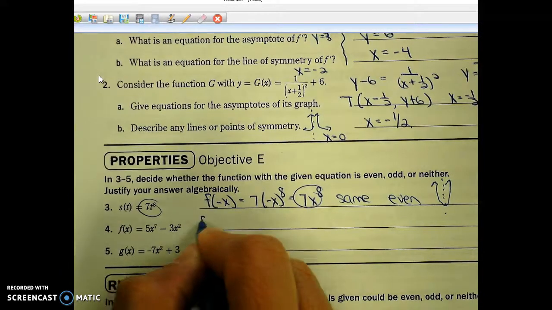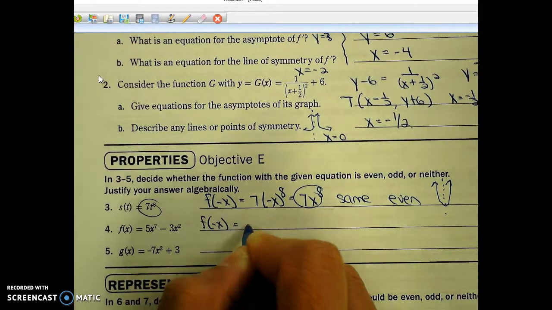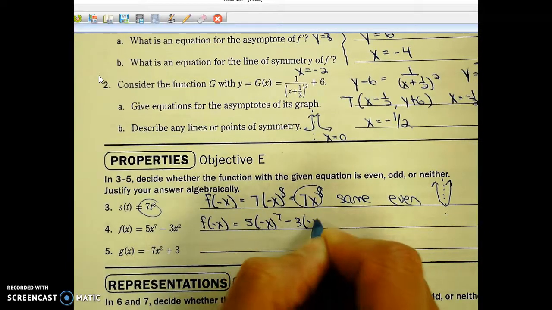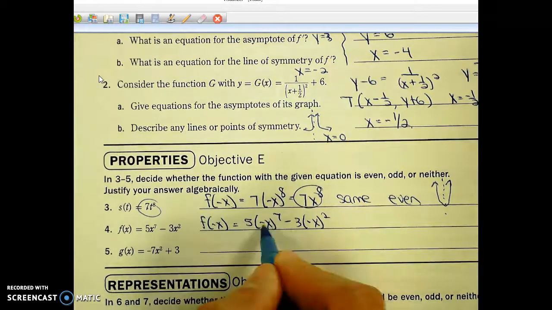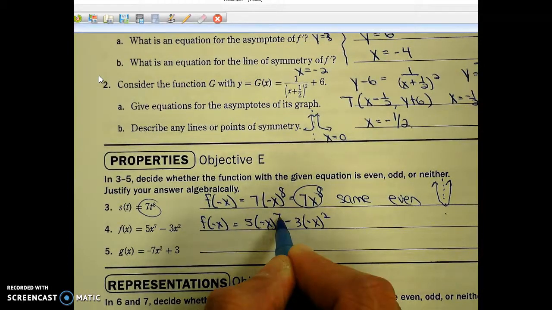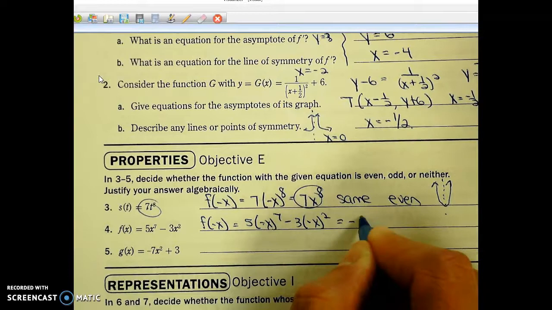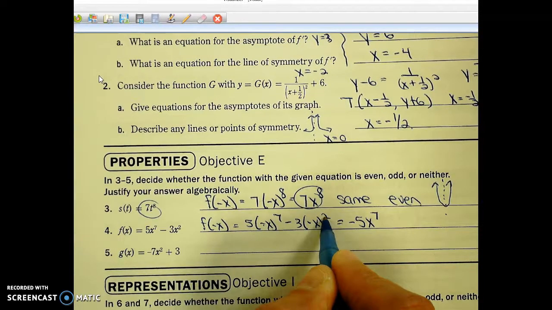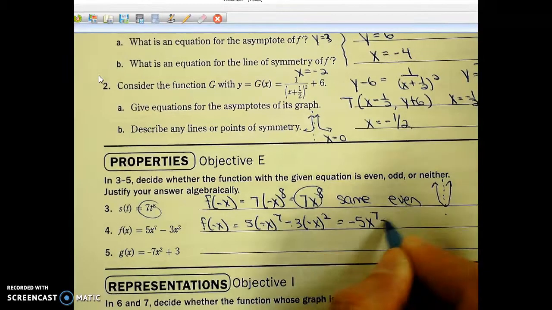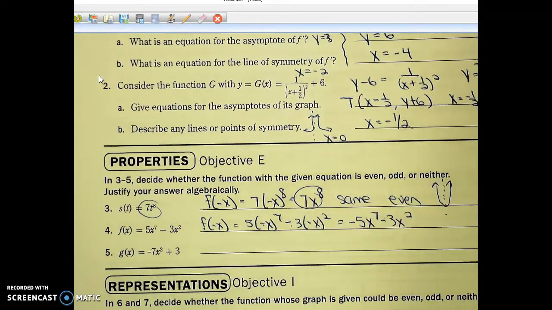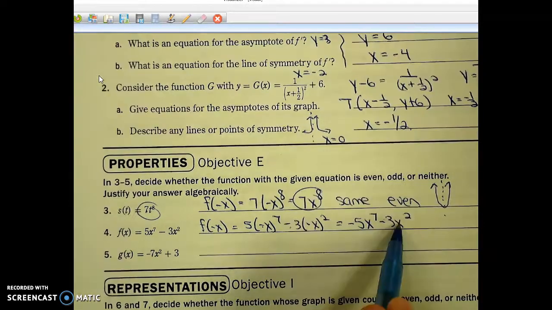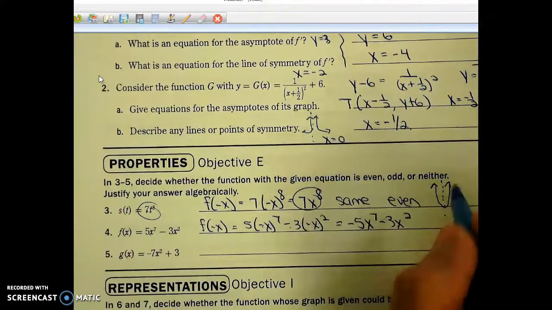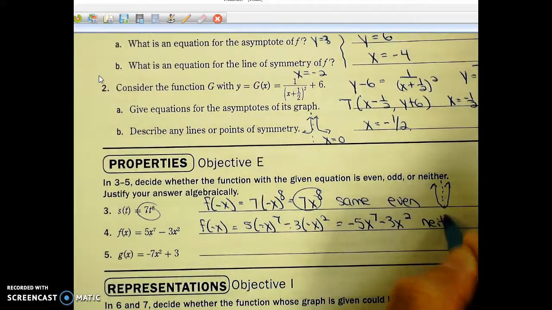Next one again, I'm going to take -x and plug it in. Raise that to the 7th, raise it to the 2nd. So here I have a negative raised to an odd power, so that means I'm going to have -5x to the 7th. Over here that ends up being positive x squared times that -3. Now remember, to be odd, this has to be the opposite of this function, and it's only the opposite of the first term. So in this case, this one is neither.